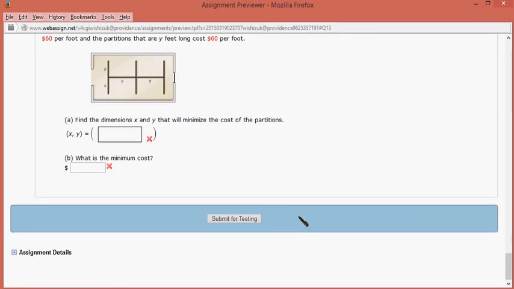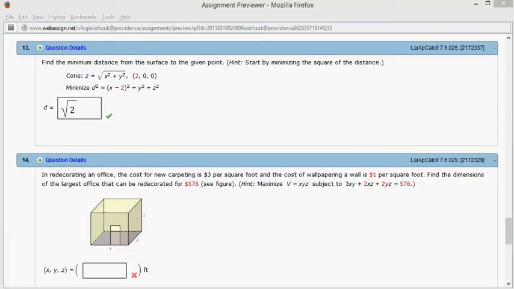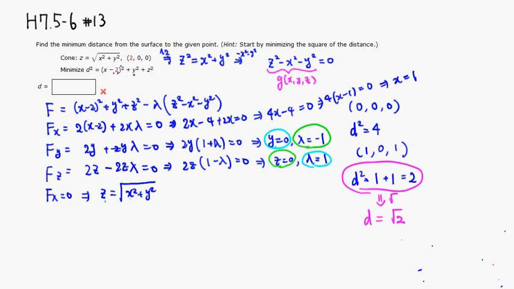Alright, let's go and submit for testing. It came back and looks like we got this one correctly. Alright, that's it. I hope that this was clear.